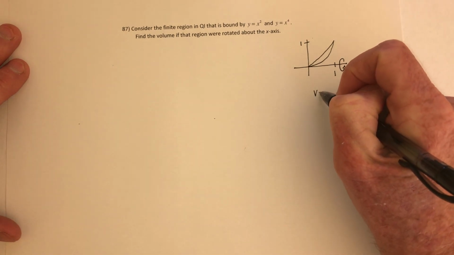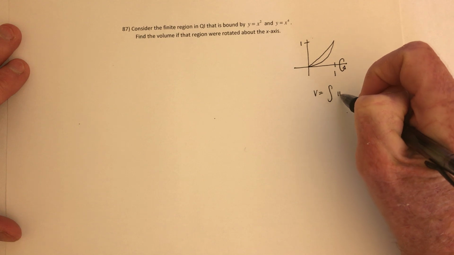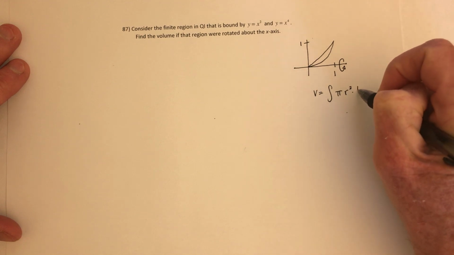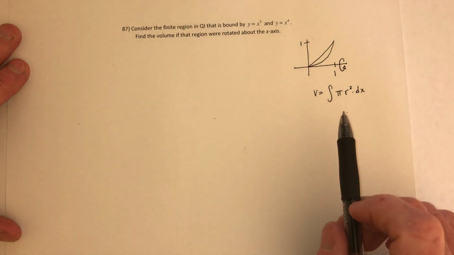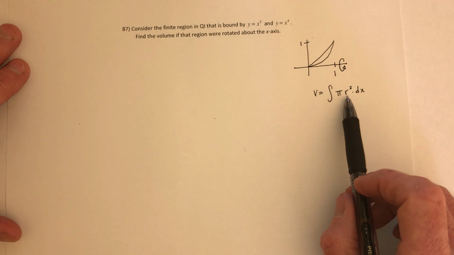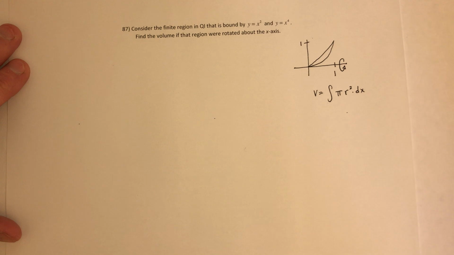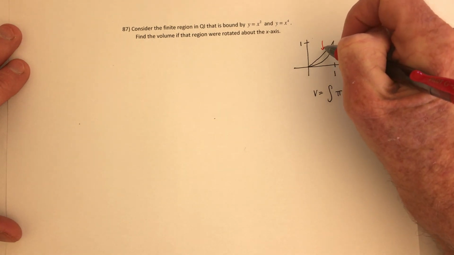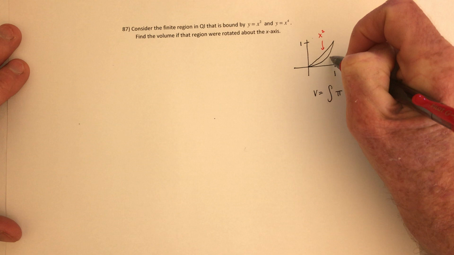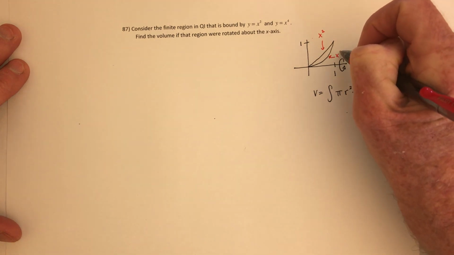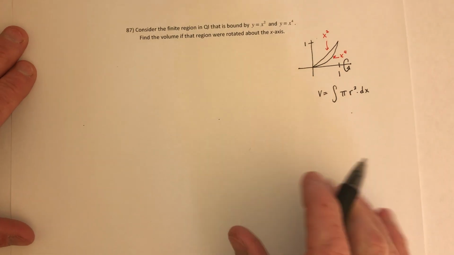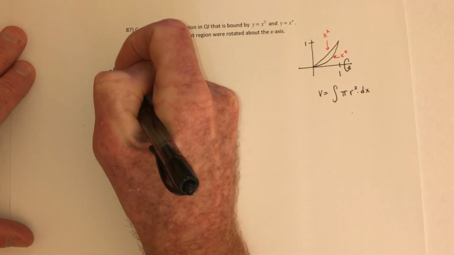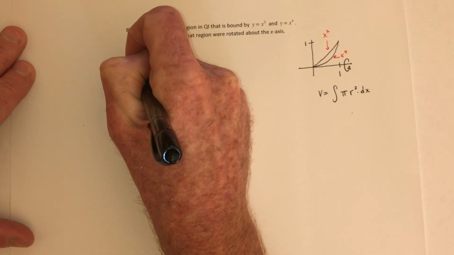And in general, volume equals pi r squared times dx. Now in this case, we have two of them, so we'll have pi times the bigger radius squared, and then pi times the smaller radius squared. So this one is x squared, and the bottom one is x to the fourth. So like I said, it's symmetric, so I could just integrate from 0 to 1 and then double the answer.